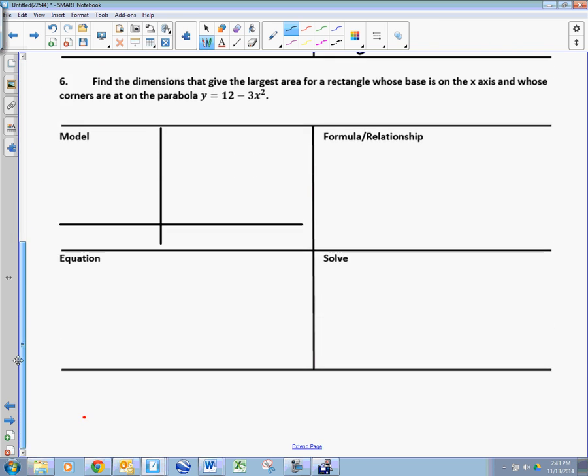We got time for one more. Find the dimensions that give the largest area for a rectangle whose base is on the x-axis and whose corners are on the parabola y equals 12 minus 3x squared. What does that parabola look like? Goes up to 12. Looks like that. The rectangle is inside of it. Its base is along the x-axis, and its corners are going to be on the parabola.